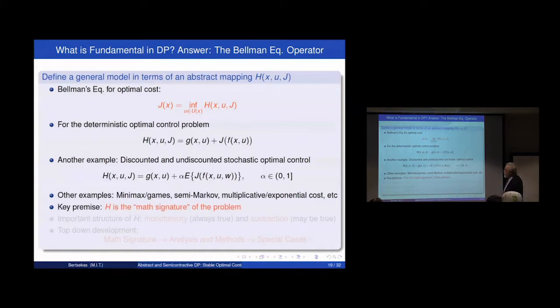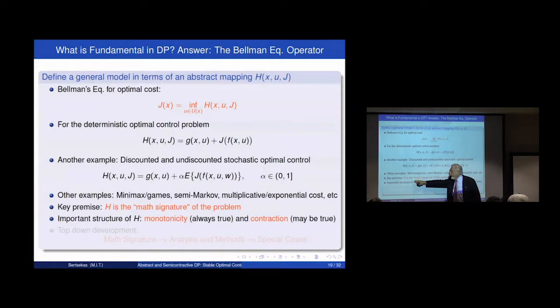Now, the key premise of this approach is that H is the mathematical signature of the problem. It includes everything that you need to know about the problem, like the cost of stage, the system function, stochastics, and so on. And it also can be used to express all the results about the problem. So it is important to look for fundamental properties of the structure of H, and the fundamental property is monotonicity. Monotonicity means that if you increase J uniformly, then this operator also increases uniformly. This is always true in dynamic programming.